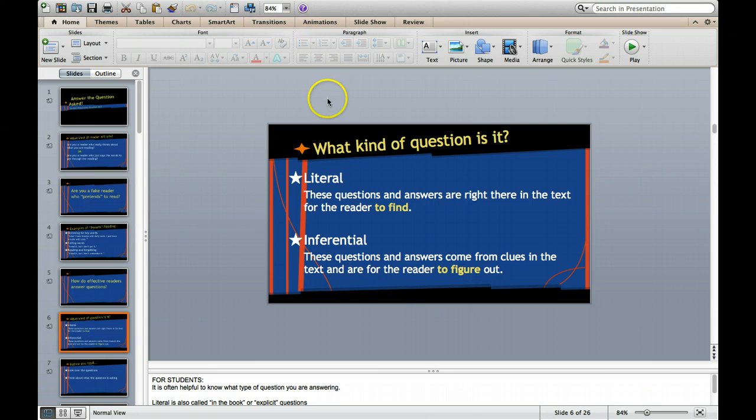Is it a right there in the text, like a literal question? For example, if you're reading about snowmen, is it like, how big are snowmen? That would be a literal question, right? Because you can find the answer right in the text. Other questions, though, are inferential. You have to kind of figure it out. So it might be like, what are some possible reasons for people making snowmen? Maybe that's not in that text, okay? And you kind of have to think about it and figure it out.